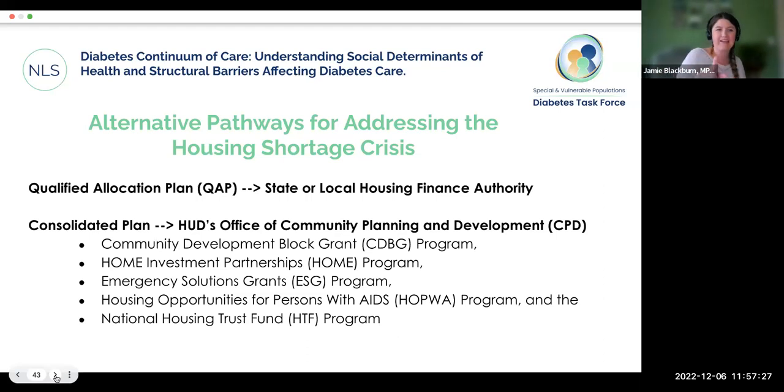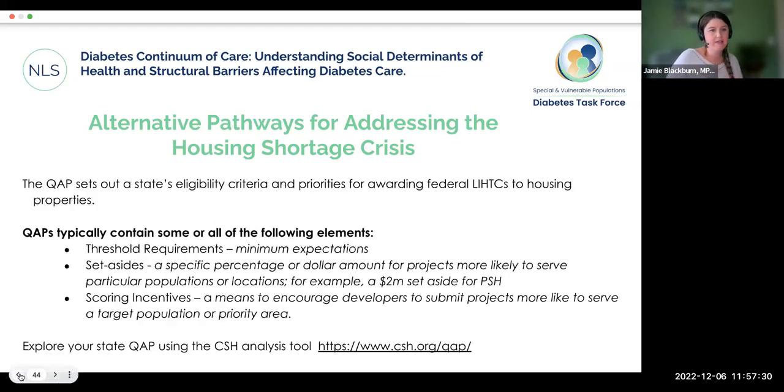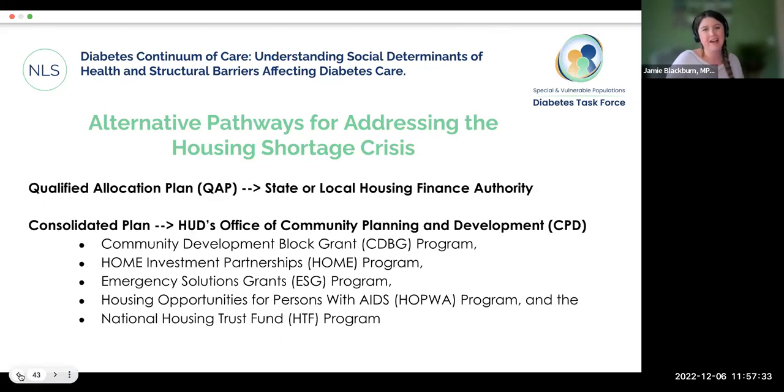Well, on the next slide, a qualified allocation plan is through your state or local housing finance authority. A consolidated plan comes from HUD. These cover the community development block grants, home investments, emergency solutions, housing for people with AIDS, and the National Housing Trust Fund. These are all the funding sources guided under the consolidated plan. These are public dollars, and there is a public comment period, and these plans really make a very big difference in the type of affordable housing that is created in your state.